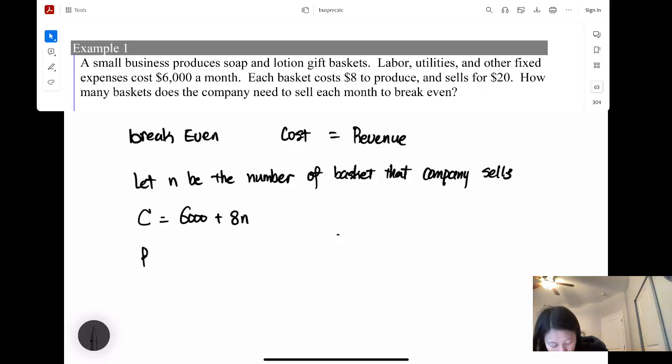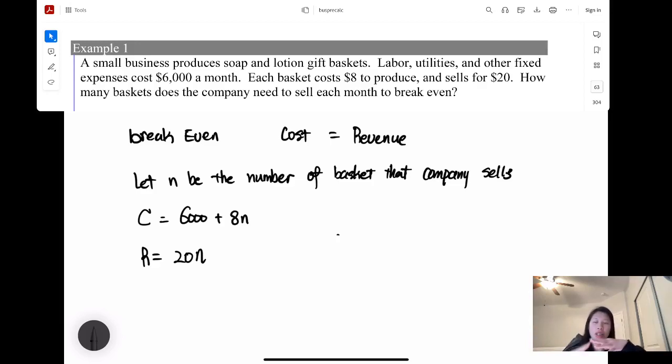So for revenue, it equals what? Each basket you sell for $20, and you have a total of n baskets. So the total revenue would be 20n. Now given these two linear equations, to find the break-even point, we're looking for the number of baskets where the revenue will equal the cost, right? In other words, if we were to graph the two linear functions, we're looking for the point that lies on both lines. The solution is the point that satisfies both lines. That means the intersection point.